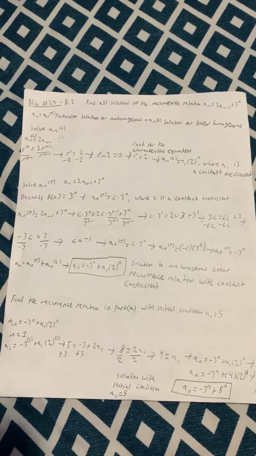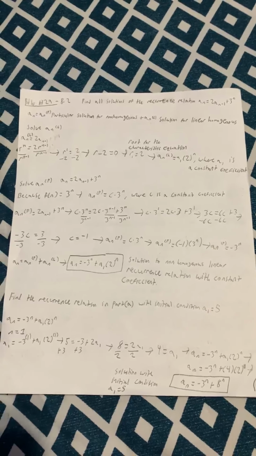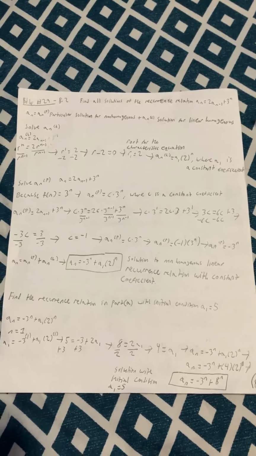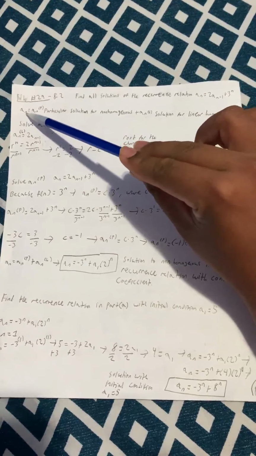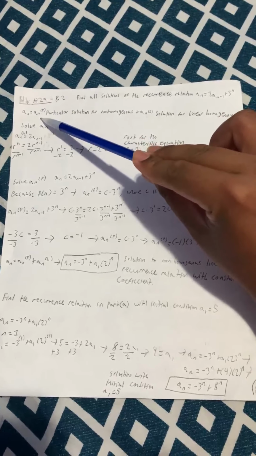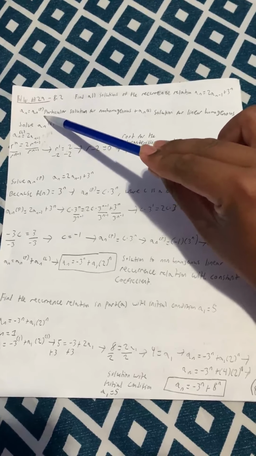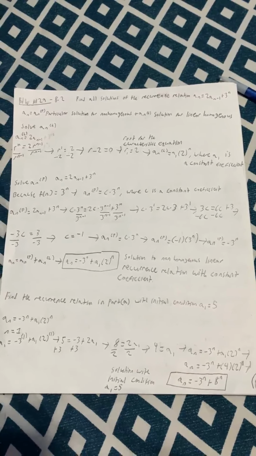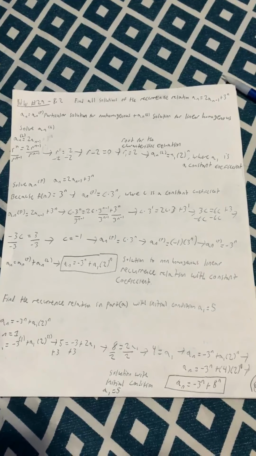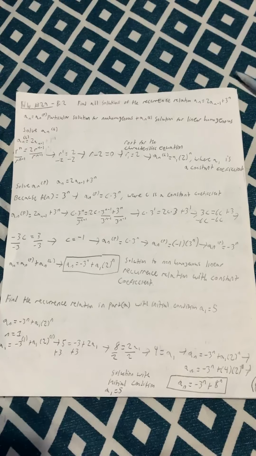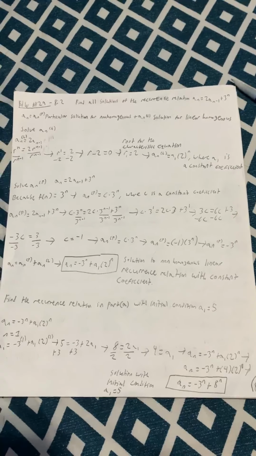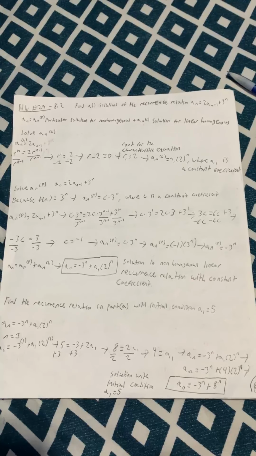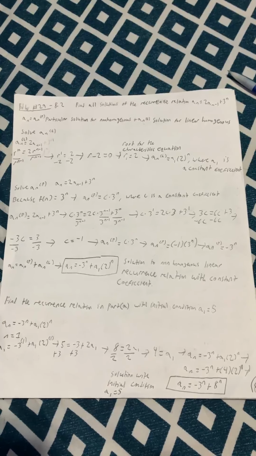And so the first thing we have to do is figure out the formula, which is a_n = a_n^(p) + a_n^(h), where a_n^(p) is a particular solution for the non-homogeneous linear recurrence relation, and we add it to a_n^(h), which is the solution for the linear homogeneous recurrence relation.